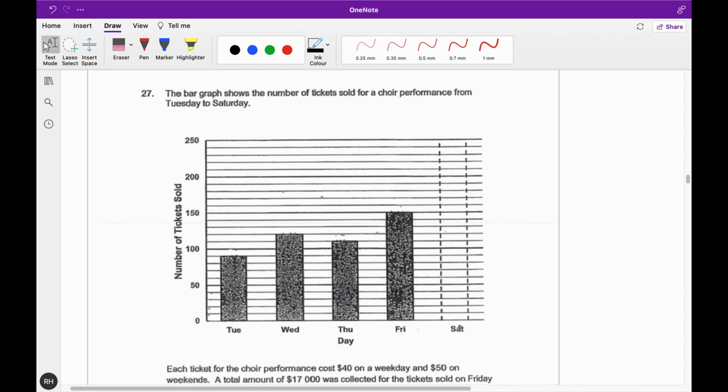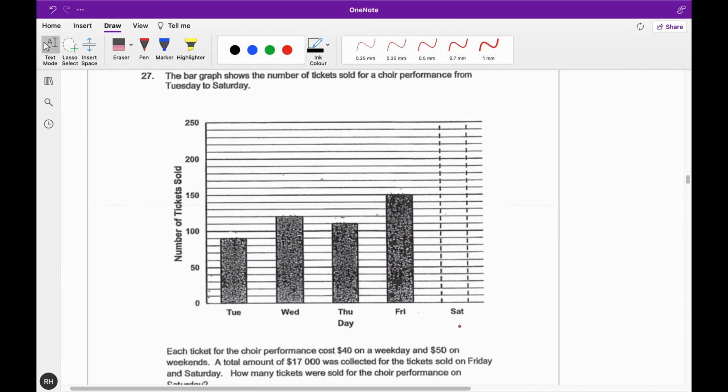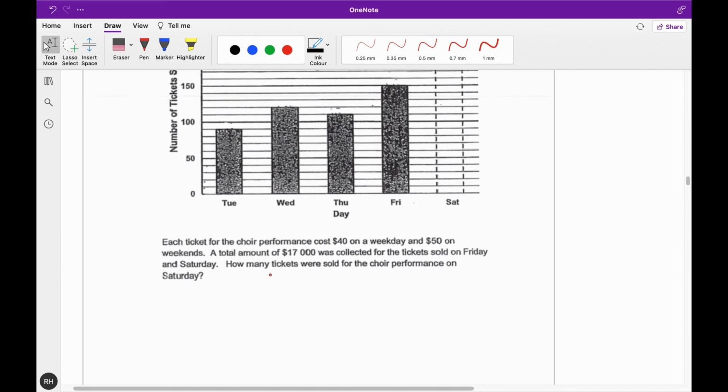Question 27. The bar graph shows the number of tickets sold for a choir performance from Tuesday to Saturday. So each ticket for the choir costs $40 on a weekday and $50 on weekends. So a total amount of $17,000 was collected for tickets sold on Friday and Saturday. Okay, so this added up is $17,000. How many tickets were sold for the choir performance on Saturday?